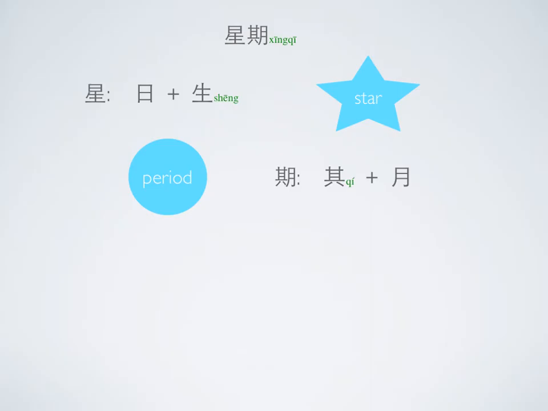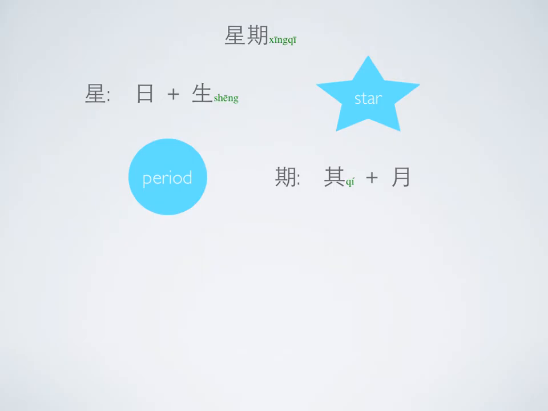期 means period, a period of time. So we have the 期, the left part of the character is 其. You see, it represents the pronunciation of the character. The right part is 月, moon, and month. It relates to the meaning of the character. So 星期 together is week.